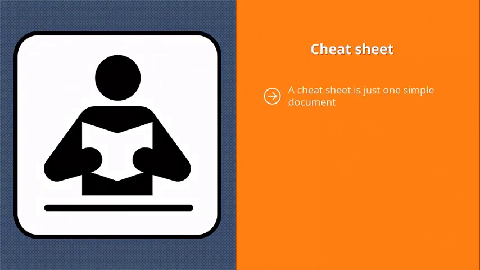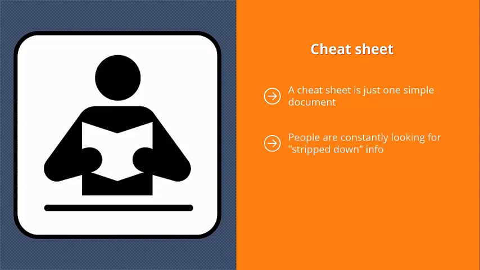A cheat sheet is just one simple document. It may be a one-page item, or it can run several pages. Whatever form it takes, it is topic-based. A cheat sheet just focuses on one specific topic and breaks it down. Cheat sheets are very popular because they tend to highlight easy-to-know or easy-to-overlook information.